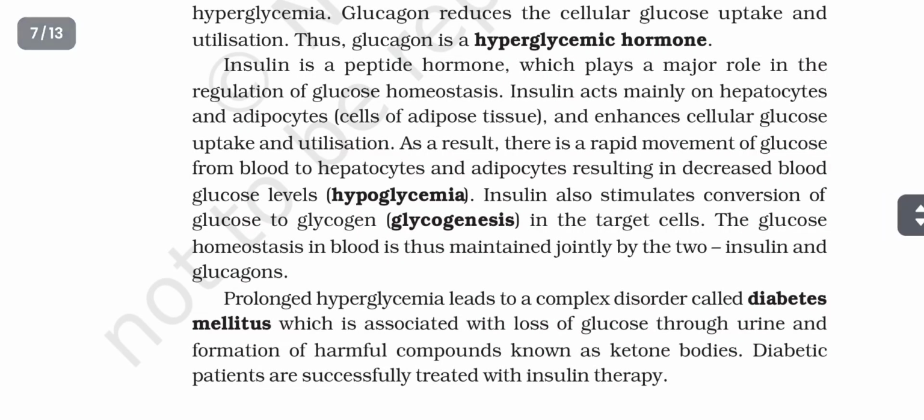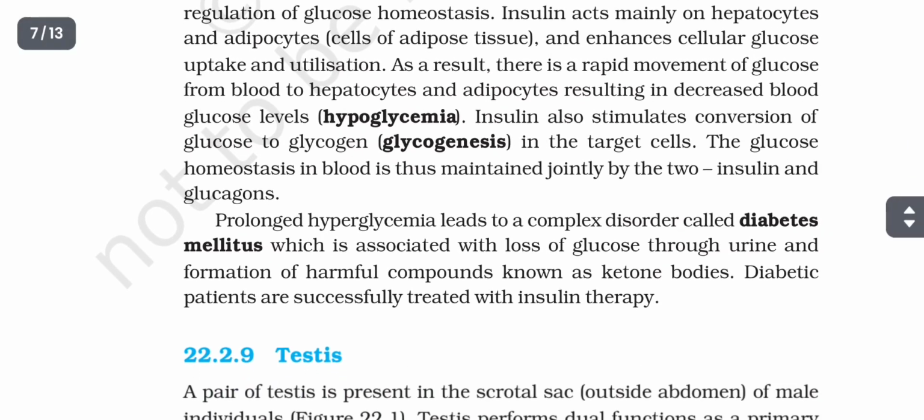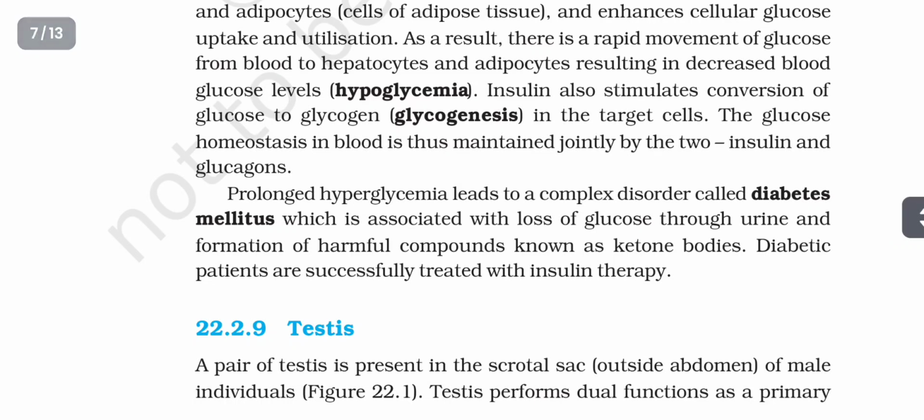Insulin is a peptide hormone which plays a major role in the regulation of glucose homeostasis. Insulin acts mainly on hepatocytes and adipocyte cells of adipose tissue and enhances the cellular glucose uptake and utilization. As a result, there is a rapid movement of glucose from blood to hepatocytes and adipocytes, resulting in decreased blood glucose level, hypoglycemia. Insulin also stimulates conversion of glucose to glycogen, glycogenesis, in the target cells. The glucose homeostasis in blood is thus maintained jointly by the two, insulin and glucagon.